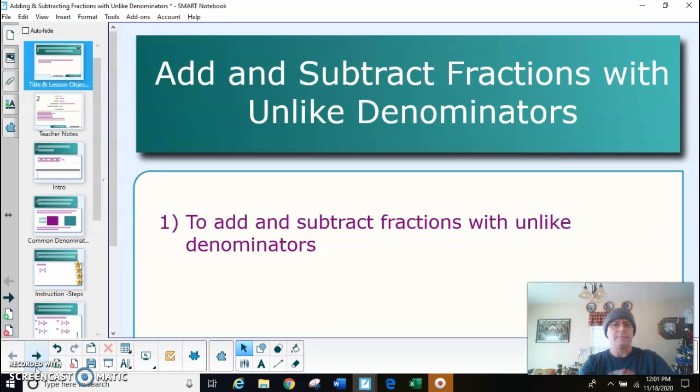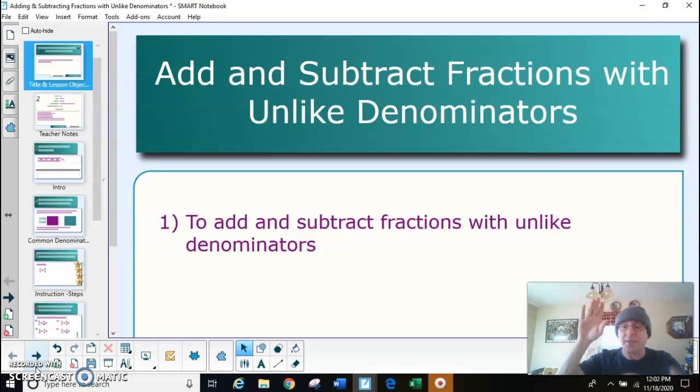All right, everybody. Today we are going to take our lesson that we did last time a little bit farther. Last time I sent you a video about adding and subtracting fractions with a common denominator. In other words, the denominators were the same. Let's start by doing this. Mirror my actions.